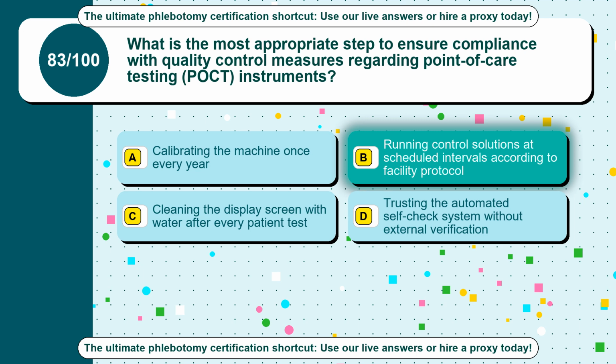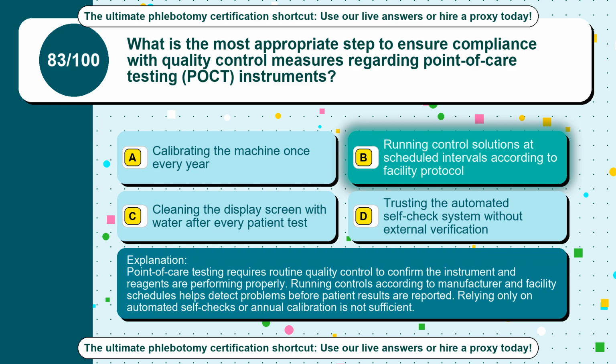Running control solutions at scheduled intervals according to facility protocol. Point-of-care testing requires routine quality control to confirm the instrument and reagents are performing properly. Running controls according to manufacturer and facility schedules helps detect problems before patient results are reported. Relying only on automated self-checks or annual calibration is not sufficient.